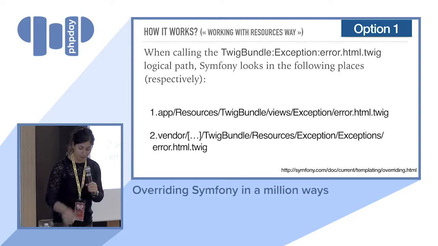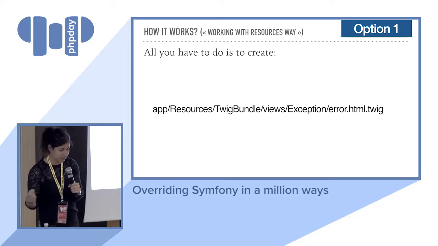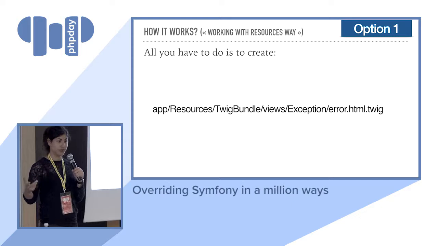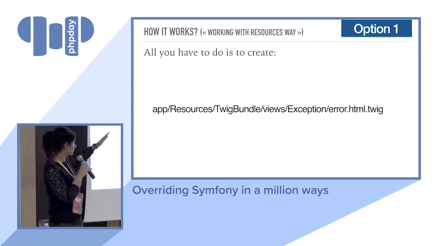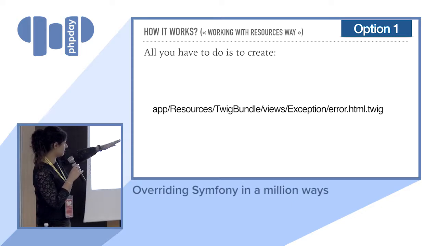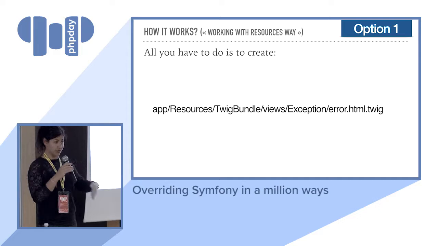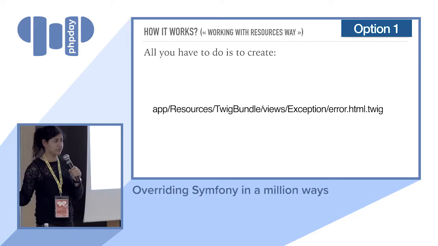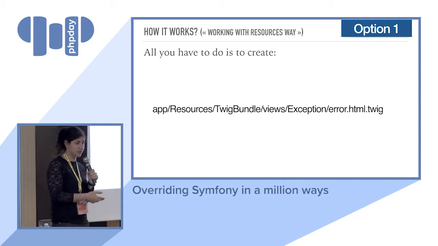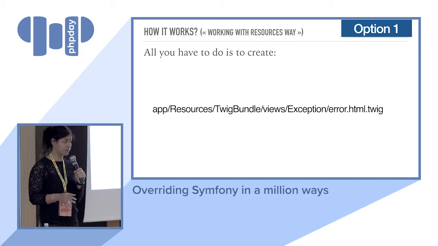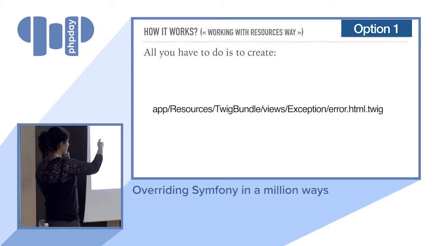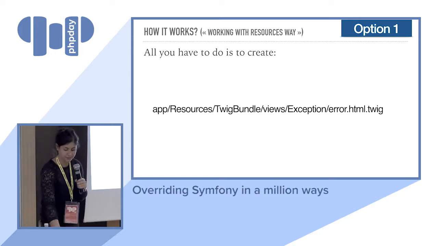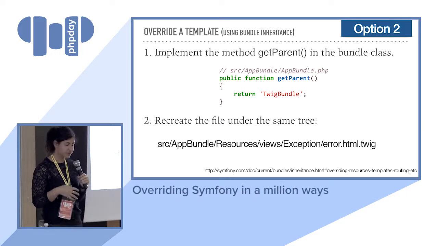So if you rely on this, you just have to create this new template in the app resources twig bundle views exception error, and so on. It works for all bundles, where if the bundle is in vendor or in SRC, it doesn't matter. You just have to say, okay, app resources, the name of the bundle, and then the path to the template.